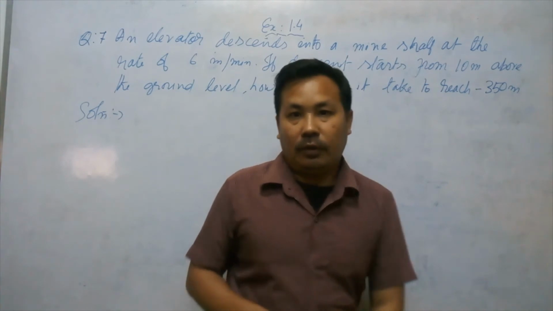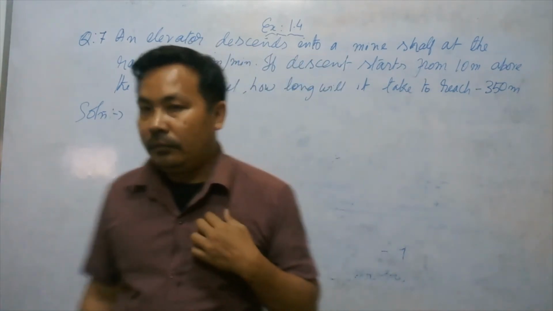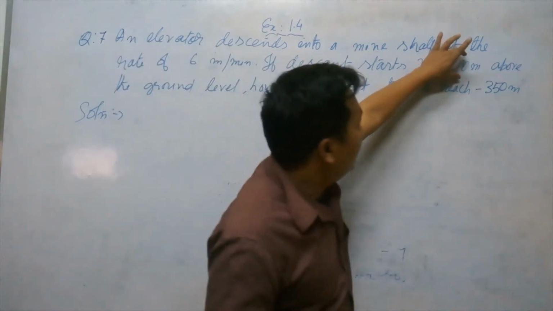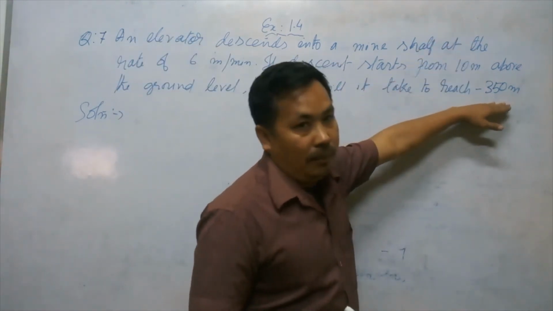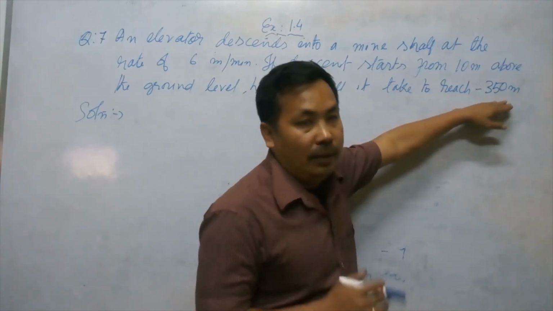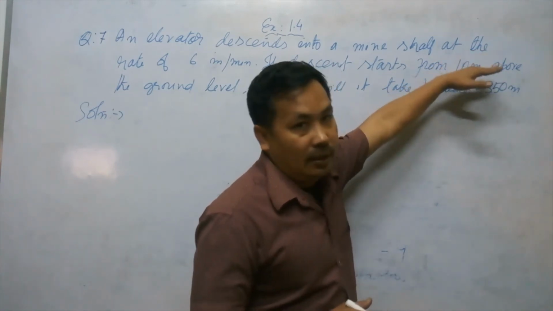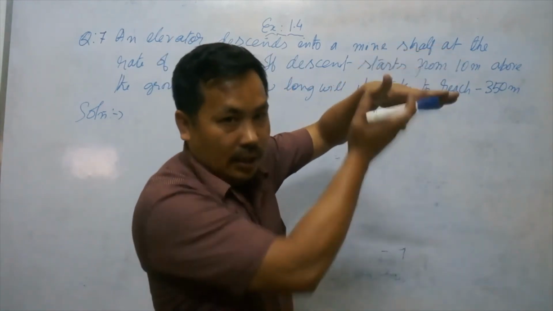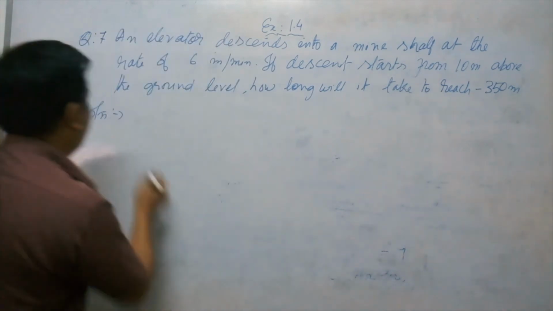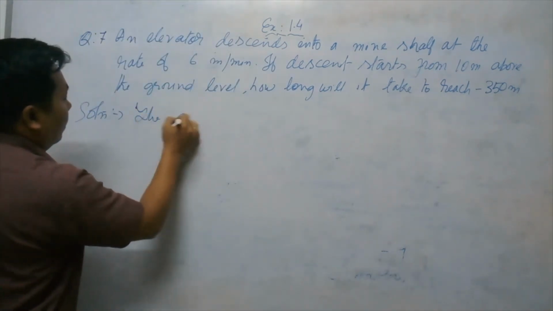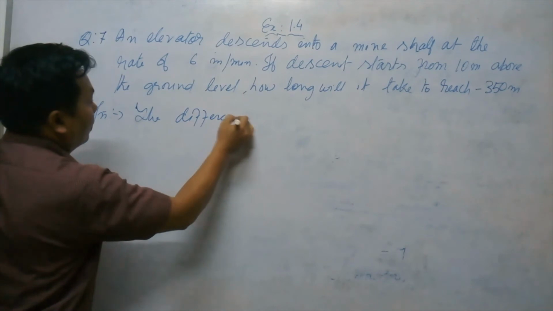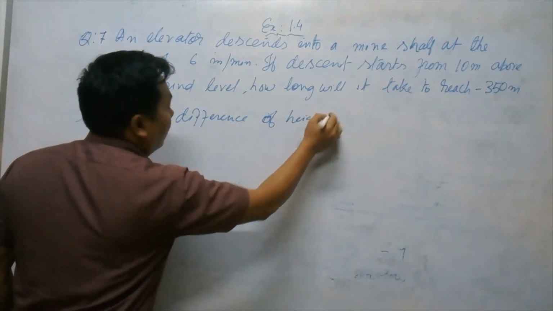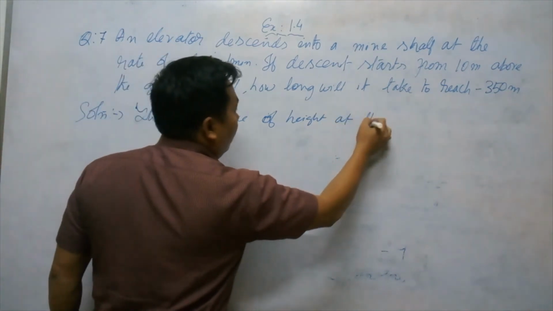Here we are going to take the difference of the height at two positions. One is 10 meters above the ground, and the other is minus 350 meters below the ground. You know, 2 points are there for the height, so we are going to find out the difference of the height. So let us see the difference of height at the points.